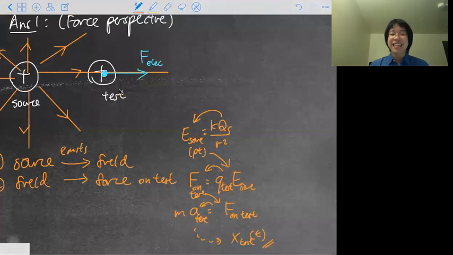And secondly, if the test charge emits a field, I just need to mirror the whole logic. It will make this guy move to the left, right? It'll make the source move. But I'm not interested in that guy. I'm interested in one thing at a time. I'm just interested in why this guy moves away from the source. I'm not interested in why the source moves away from the test.